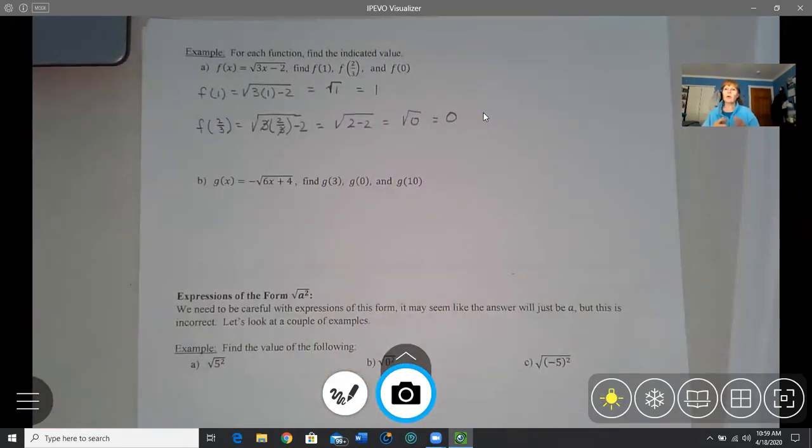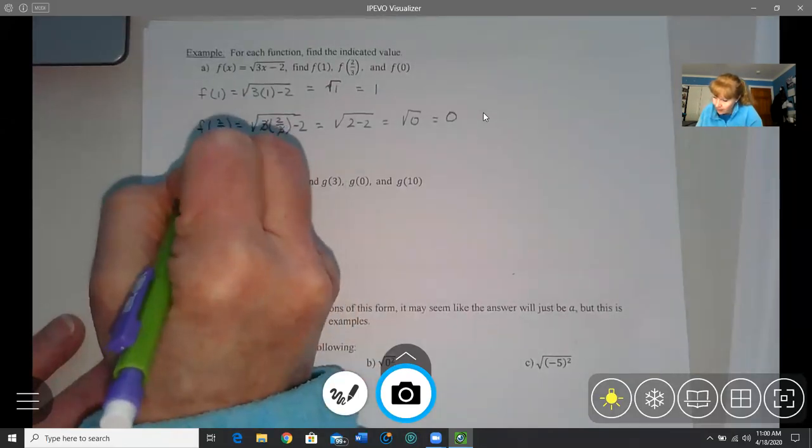So you can have a square root of 0 as long as that square root of 0 is not in the denominator. Then we have some other issues. But as long as the square root of 0 is not in the denominator, then the square root of 0 is 0. All righty? Okay, let's do one more.